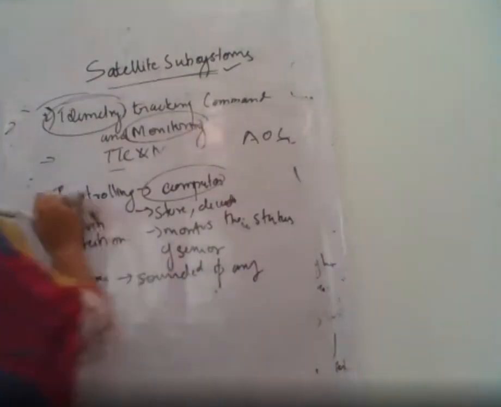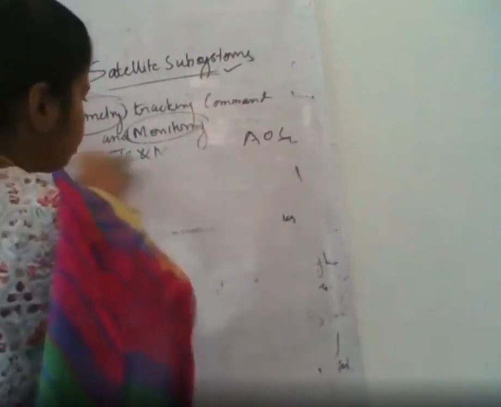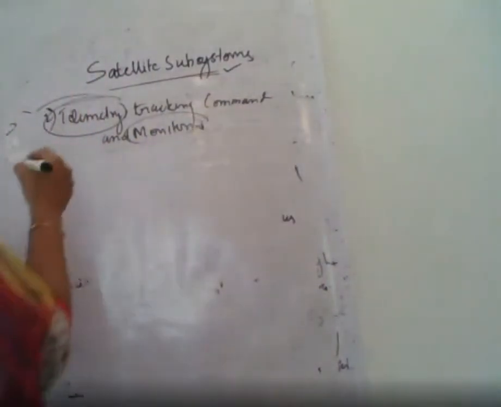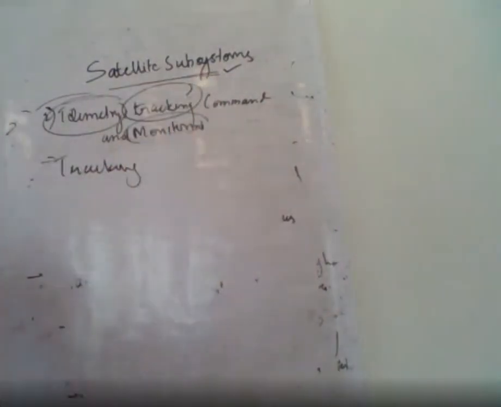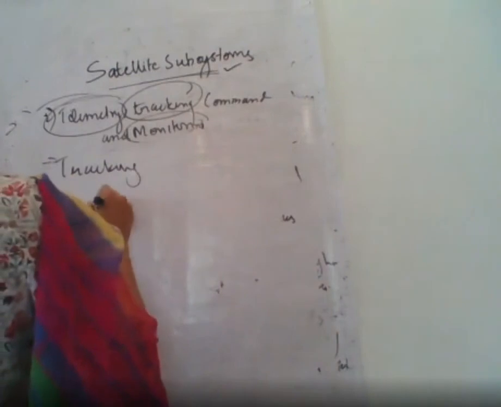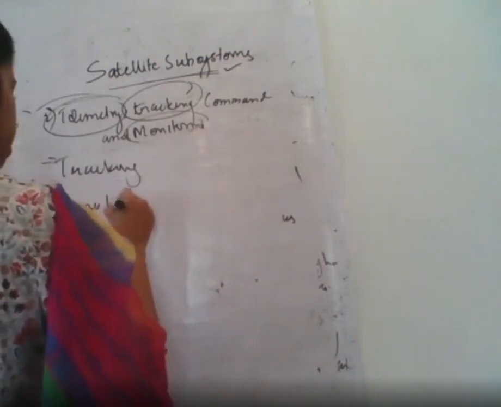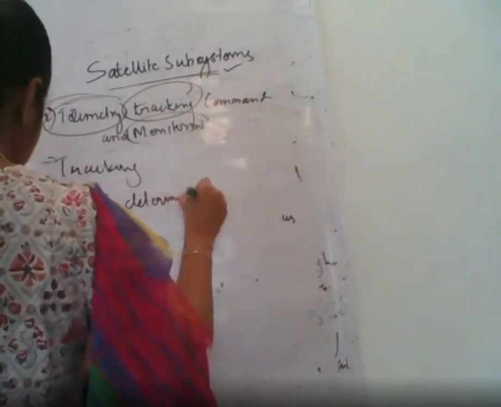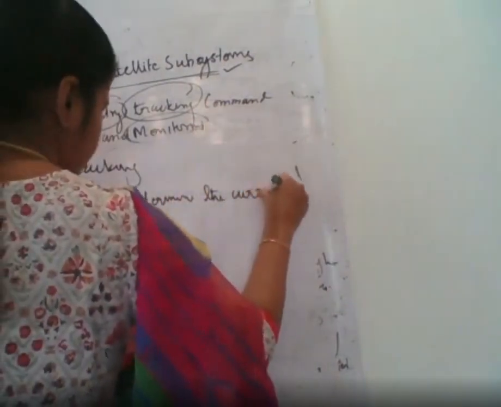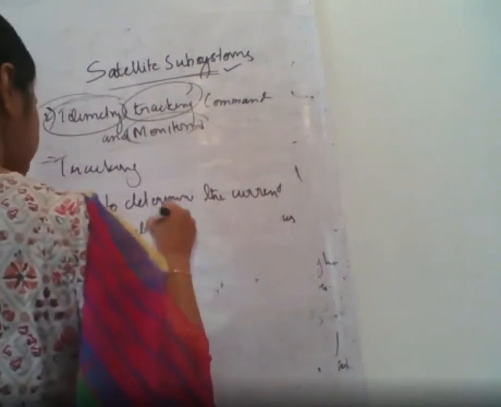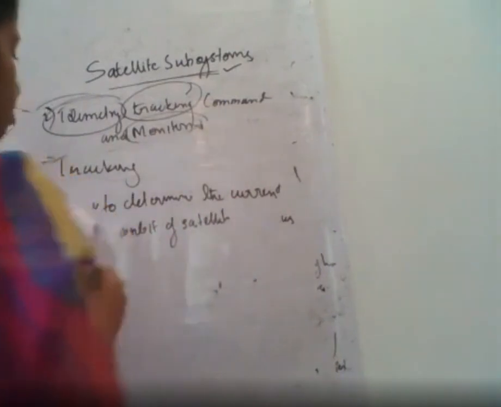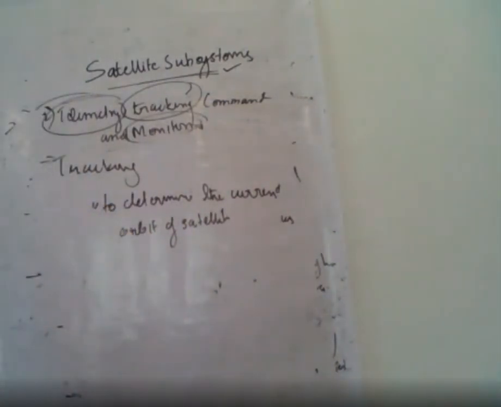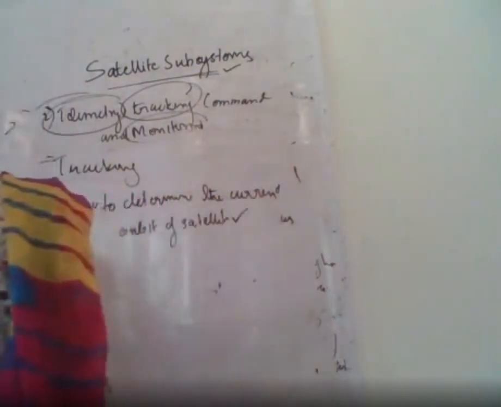Now we are going to the next part, which is tracking. Here we have a number of techniques to determine the current orbit of a satellite.